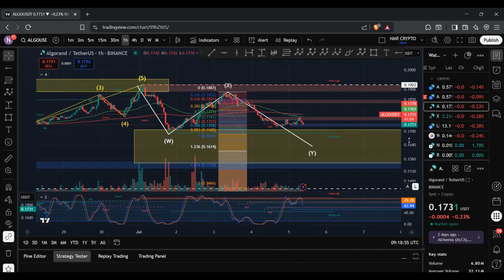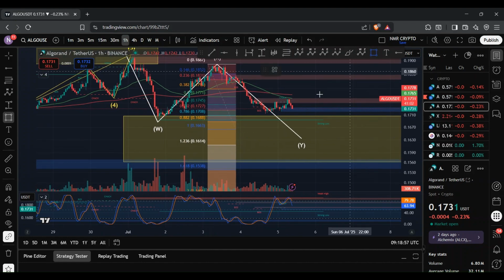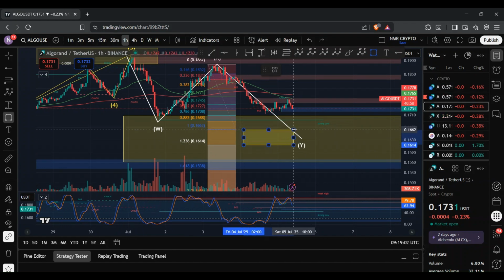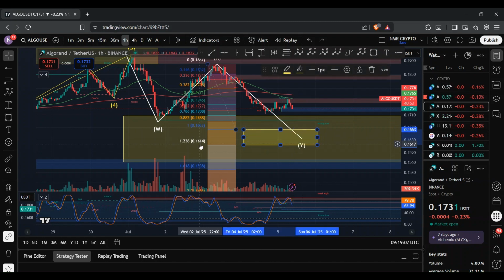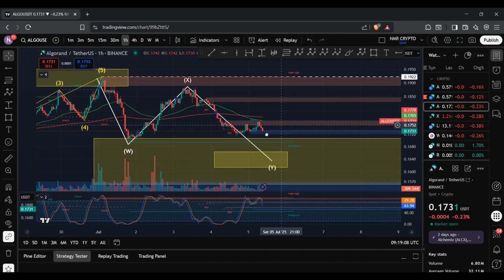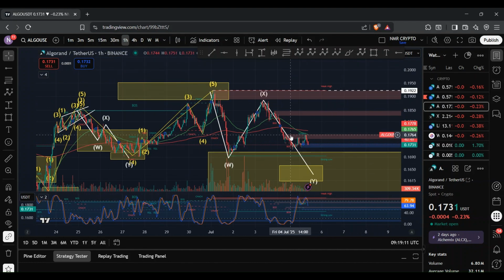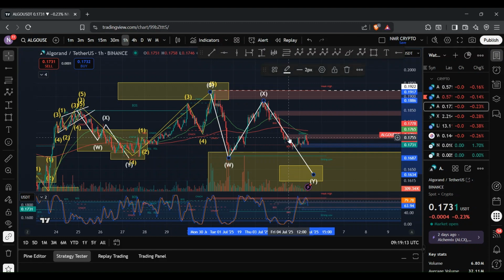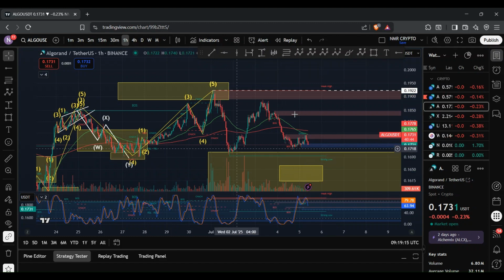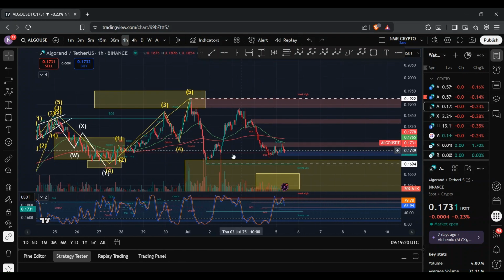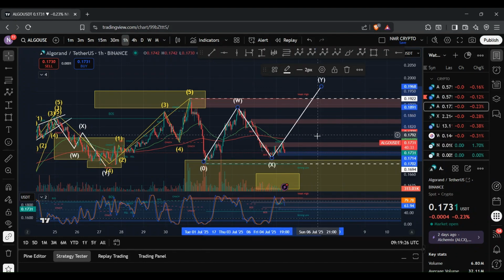And so we could see ALGO reach anywhere between 16.14 cents to 16.63 cents. So anywhere within this range here. And for us to see a reversal take place and see that push to the upside, then what we need is for ALGO to have bottomed out at this level. And that level sits at 16.94 cents and have a WXY structure form, with this being the W wave, this being an X wave, and this being a Y wave.